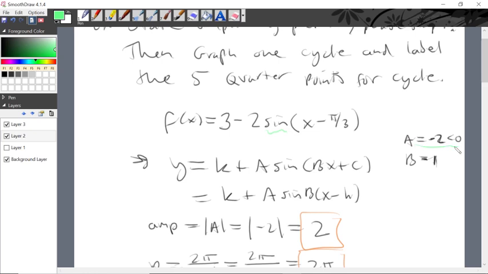A is less than 0, and that means we expect a cycle to start at equilibrium and move down towards a minimum. This is the shape that I expect our one complete wave to take. Starting at equilibrium, going down towards a minimum, back to equilibrium, up to the maximum, and back to equilibrium again for 1, 2, 3, 4, 5 quarter points that it'll go through.